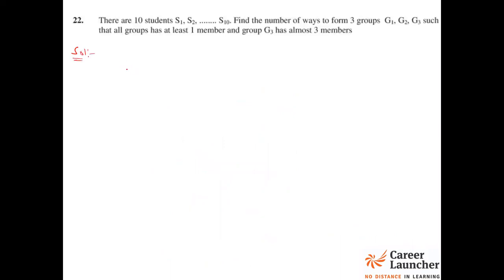So next one, there are 10 students, S1, S2, up to S10. Find the number of ways to form 3 groups such that all groups have at least one member and group 3 has at most 3 members. We need to form 3 groups. All these should have at least one, and group 3 should have at most 3.